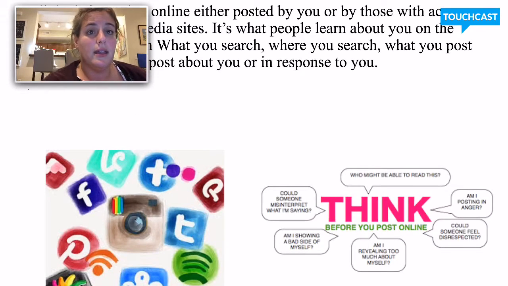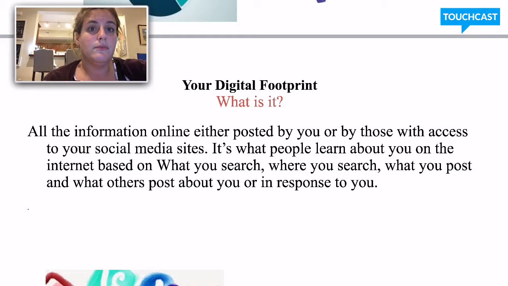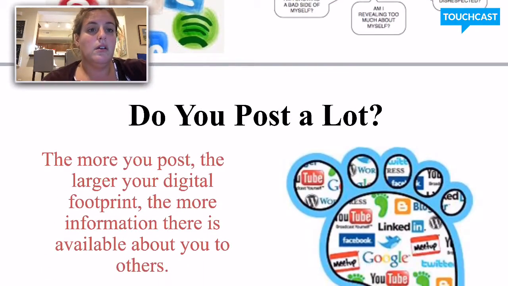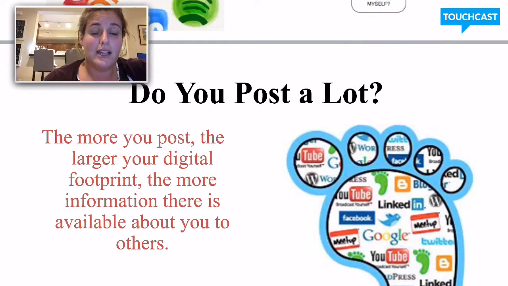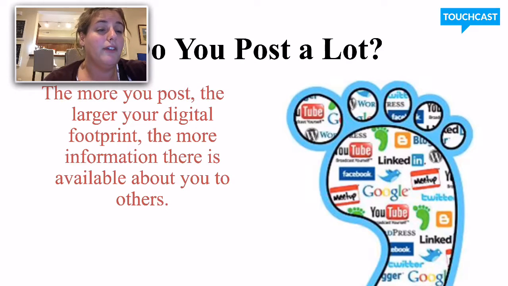So it's really important that we think about things before we post, because it could be permanent and it could be part of what is searchable about us online for a really long time. So if you post a lot, there's not anything wrong with that, but the more you post, the larger your digital footprint will be, and the more information there will be available for others to find about you. So if you post a lot, then you need to be really thoughtful and really careful. Some images that you could put for this would be a big footprint next to a little footprint, and out to the side you could write, "The more you post, the bigger your digital footprint is."